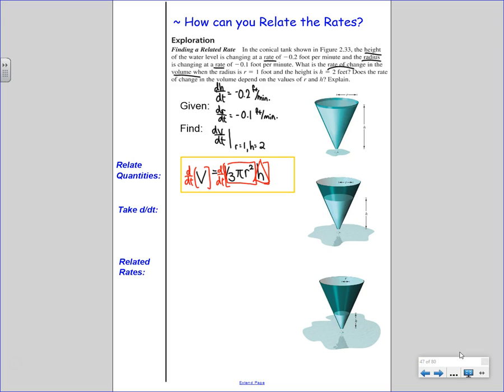So the way that we can relate all of this together and think about how the rates correspond with each other, even though they're not necessarily equal, they are related, and that relationship comes from what we wrote down on Friday, which was the volume of the cone is 1/3 pi r squared h.